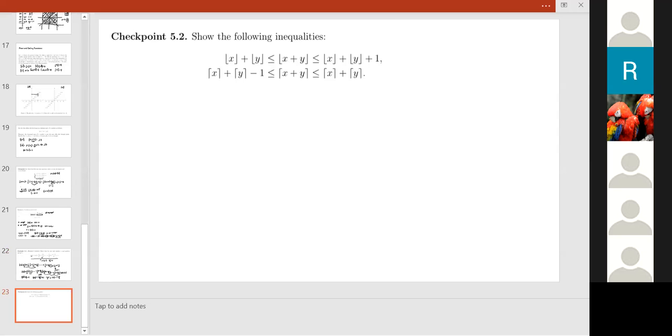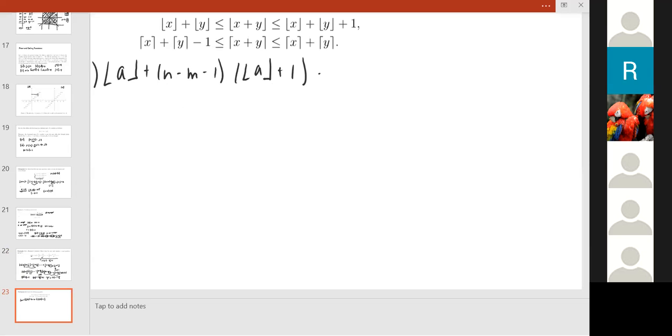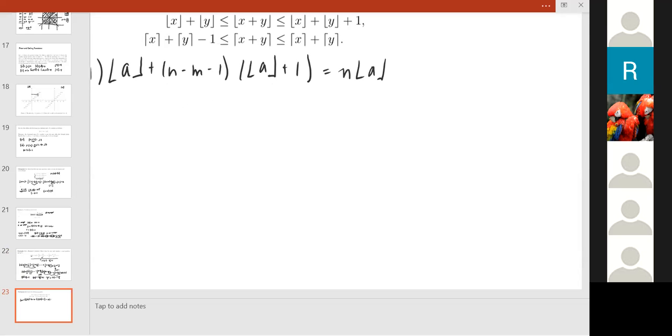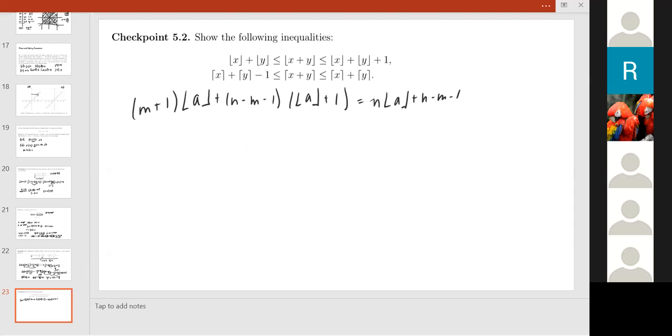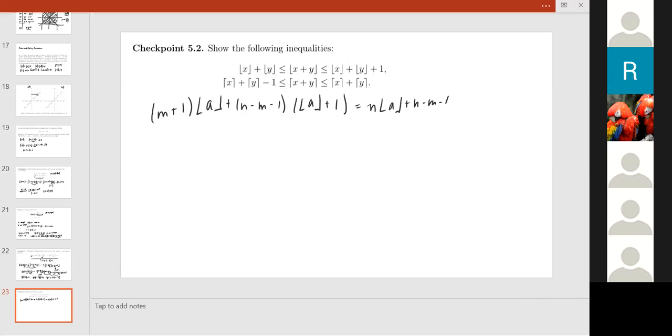I'm just going to use this next slide to finish the proof. So now we can see that Hermite's identity, the right hand side can be written as follows. And this is equal to n times the floor of a plus n minus m minus 1. And since this is the right hand side, we want to show that this is equal to the left hand side of Hermite's identity, which is the floor of n a. And so we want to show this.